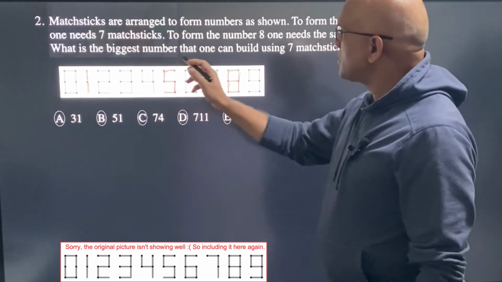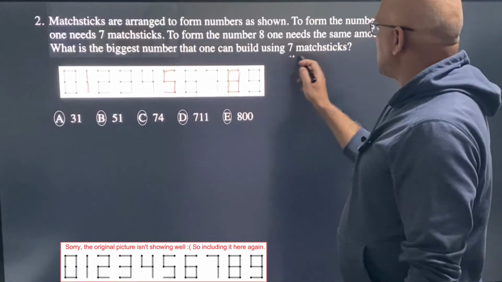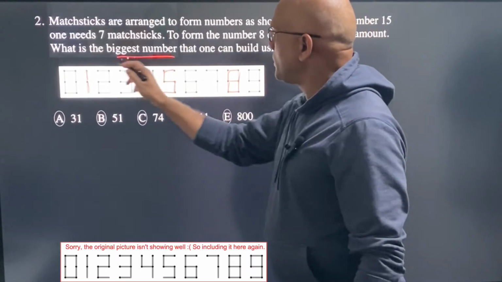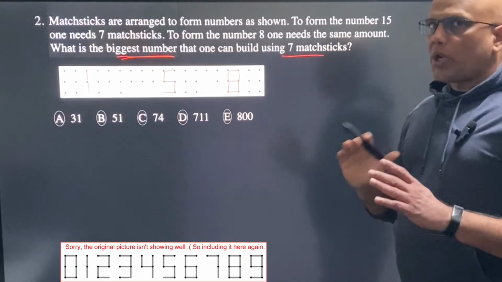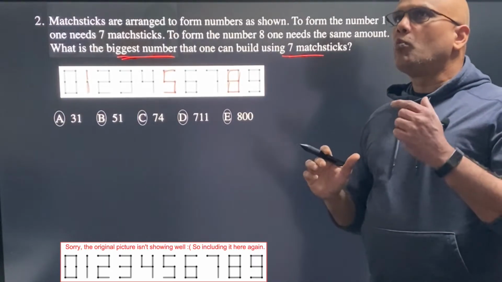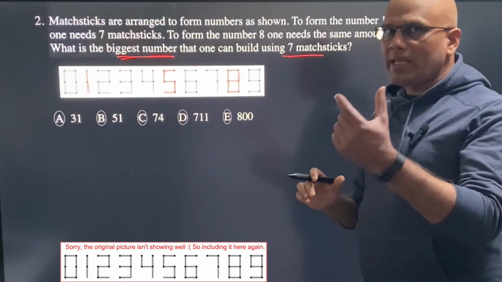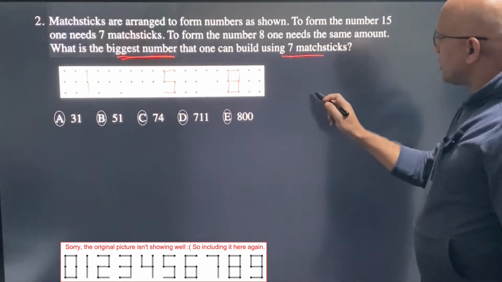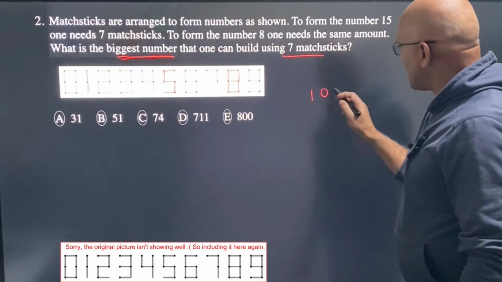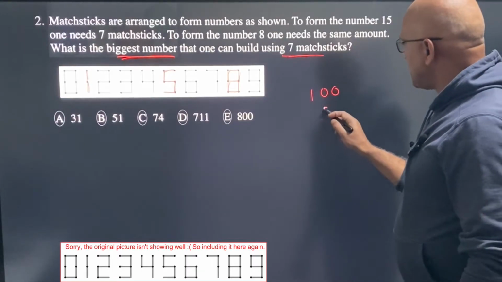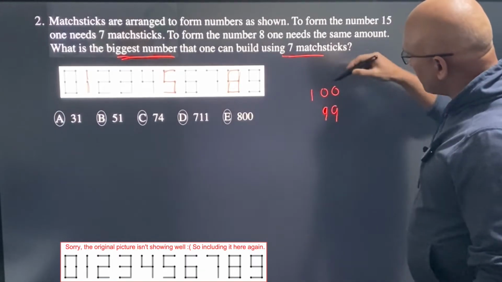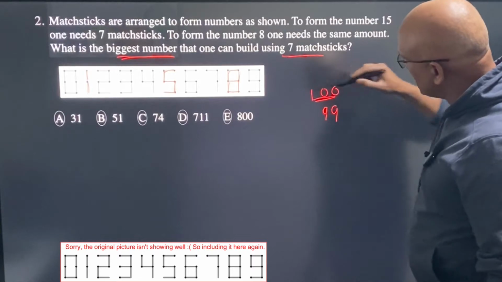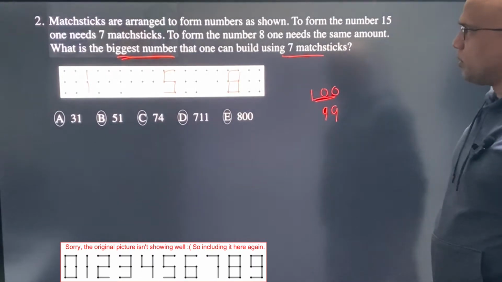What is the biggest number that one can build using 7 matchsticks? And we want the number to be the biggest. So when we want the number to be biggest, we want the number of digits to be as much as possible, right? For example, the smallest 3-digit number is bigger than the biggest 2-digit number, right? So we want the number of digits to be as much as possible.